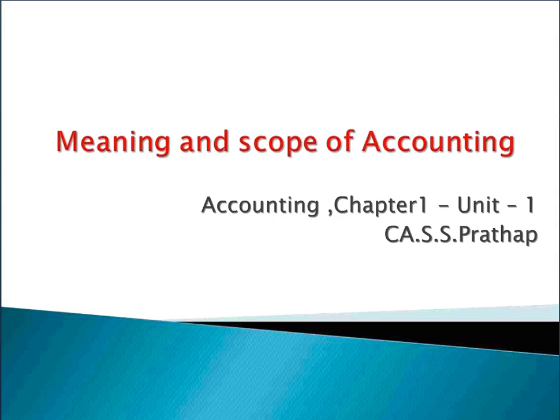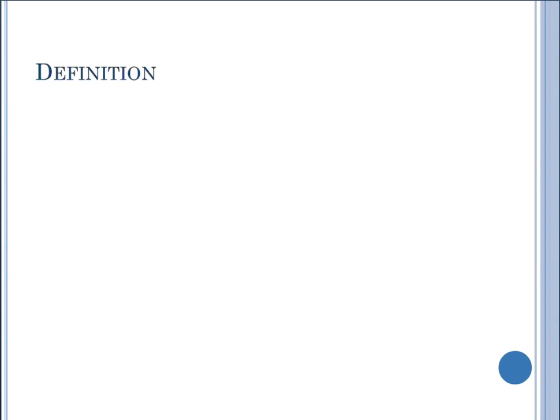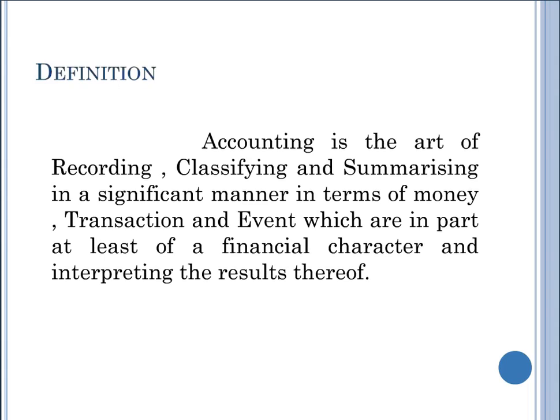So till now we saw introduction to accounts, the accounting cycle. Now we will get into our units. Unit 1, chapter 1 is called meaning and scope of accounting. Definition. There is a famous definition of accounting. Accounting is the art of recording. Where do you record? You record in journal. Classifying. Where do you classify? You classify it in ledger. And summarizing. Where do we summarize? In trial balance, P&L and balance sheet.